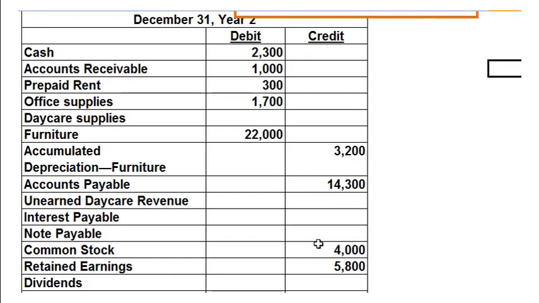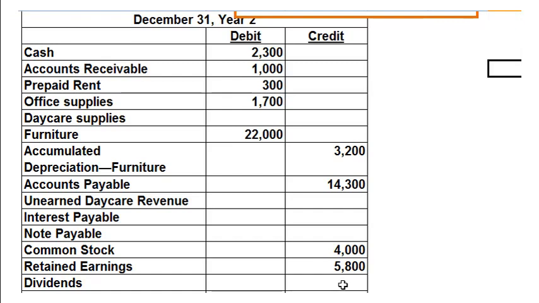And then down here we have 2 very basic shareholders' equity accounts for a corporation. Common stock, which represents the money that the owners put in, and retained earnings. Retained earnings represents all of the earnings of Sample Daycare over its entire life, minus all of the dividends distributed to shareholders over its entire life. So, by just looking at this balance, we see it's a $5,800 credit balance. Because it's a credit balance, it's positive retained earnings.